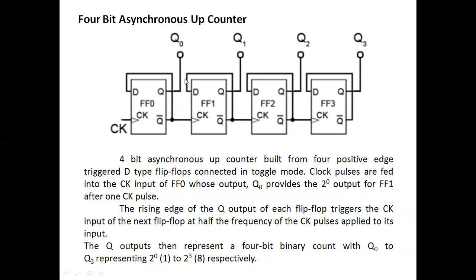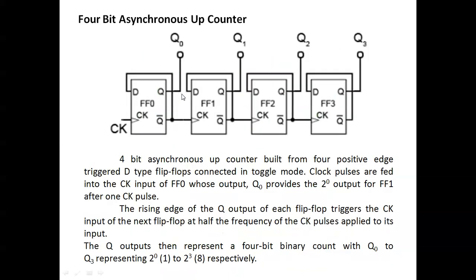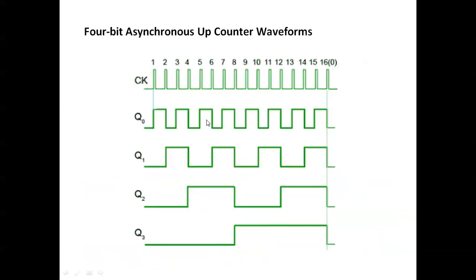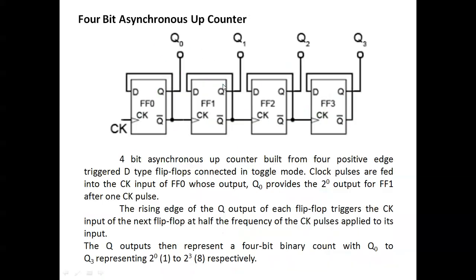So for the down counter and up counter, the main difference is the Q bar. This is the Q normal output, and this is the inverted output. In the down counter, the inverted output is given to the input of the flip flop, and the normal output is given to the clock. That's the main difference between the down counter and the up counter.